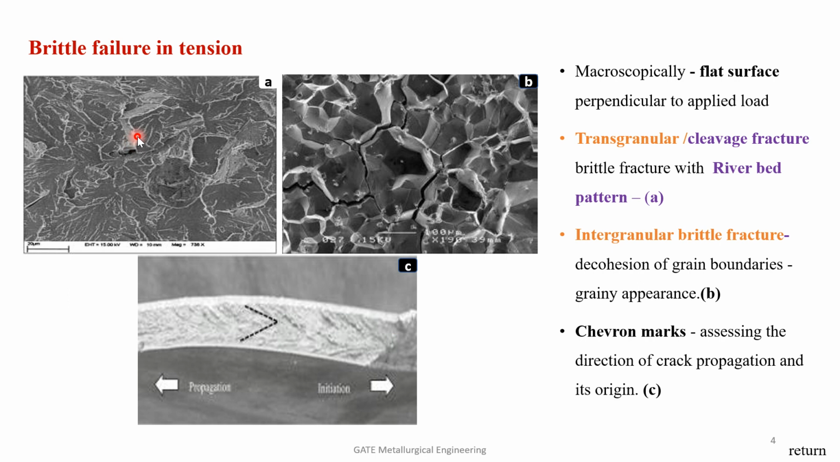So riverbed pattern is usually found in transgranular, that is across the grain, or cleavage kind of brittle fracture. And decohesion of grain boundaries is seen in intergranular brittle fracture. And similarly, if we see the surface, we can see something known as chevron marks. These V-shaped marks can be seen on the surface of brittle fracture. Chevron marks can be used for assessing the direction of crack propagation. That is the case of brittle failure in tension.